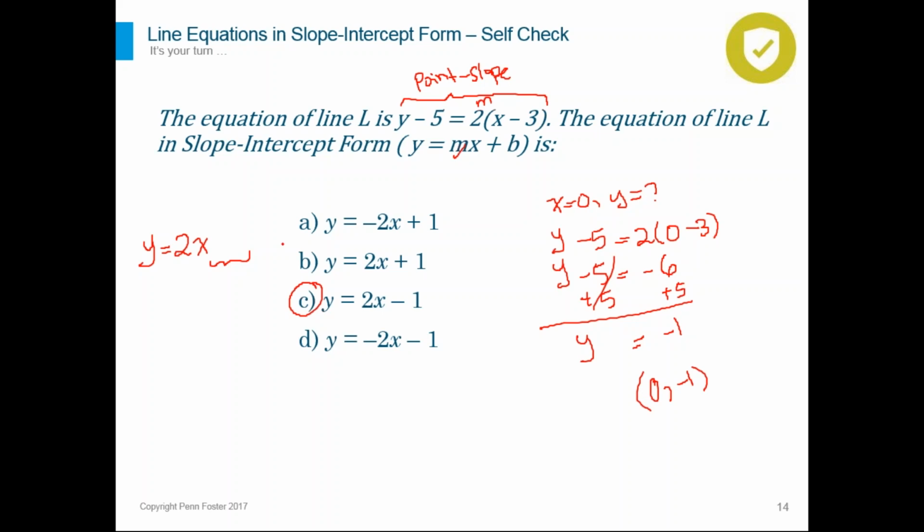So I can continue with my equation, say that y equals 2x minus 1. This is the equation of the line. These two equations are equivalent. They just look different, but they are for the same exact line. Any questions?